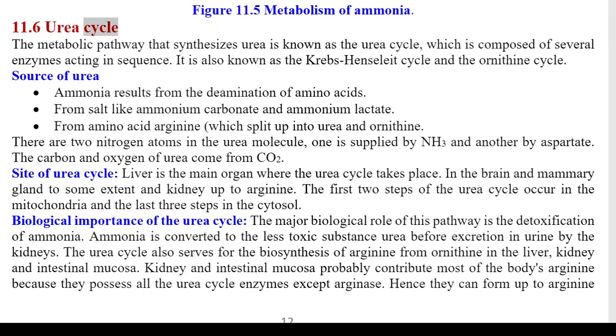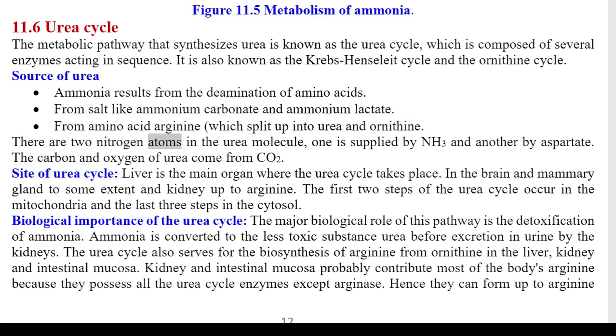11.6 Urea cycle. The metabolic pathway that synthesizes urea is known as the urea cycle, which is composed of several enzymes acting in sequence. It is also known as the Krebs-Henseleit cycle and the ornithine cycle. Source of urea. Ammonia results from the deamination of amino acids, from salts like ammonium carbonate and ammonium lactate, and from the amino acid arginine, which splits up into urea and ornithine.